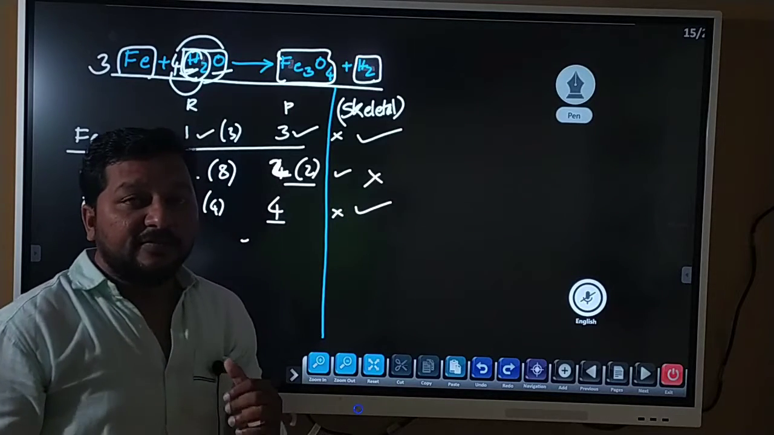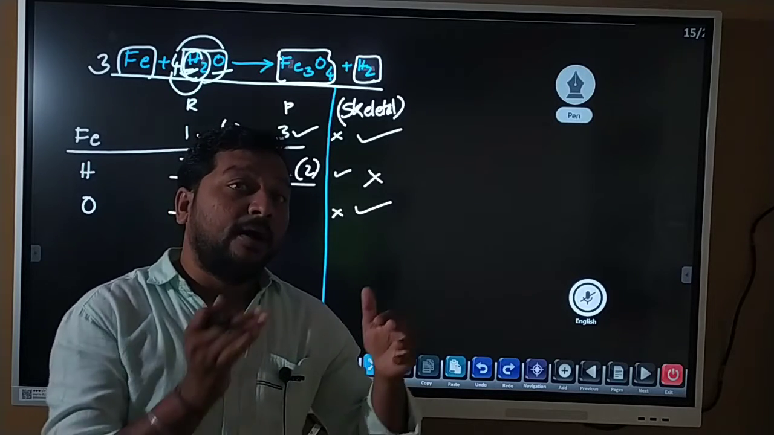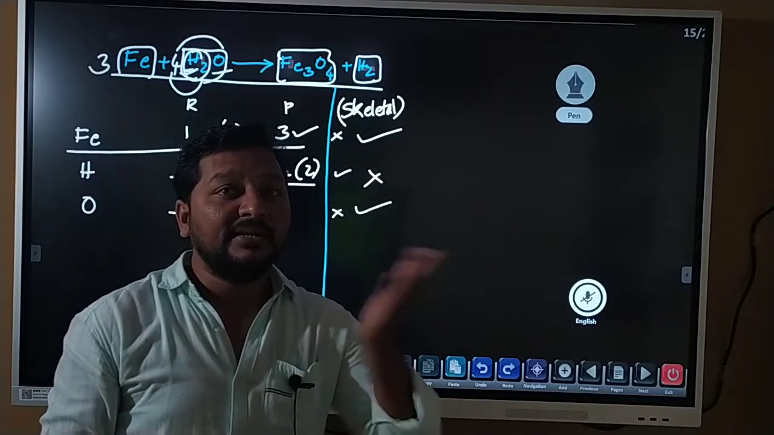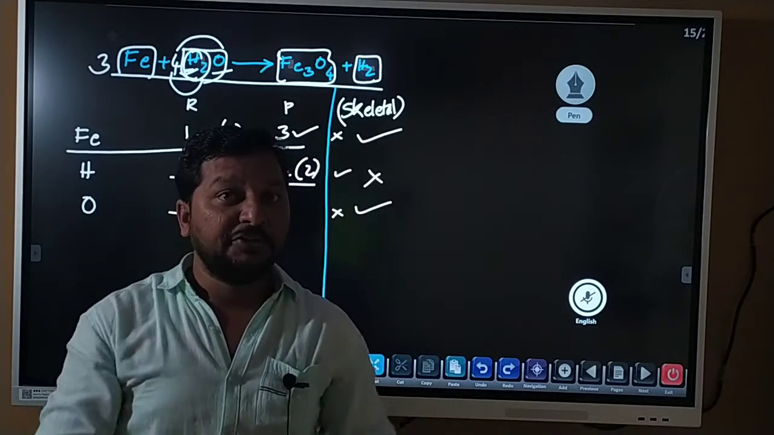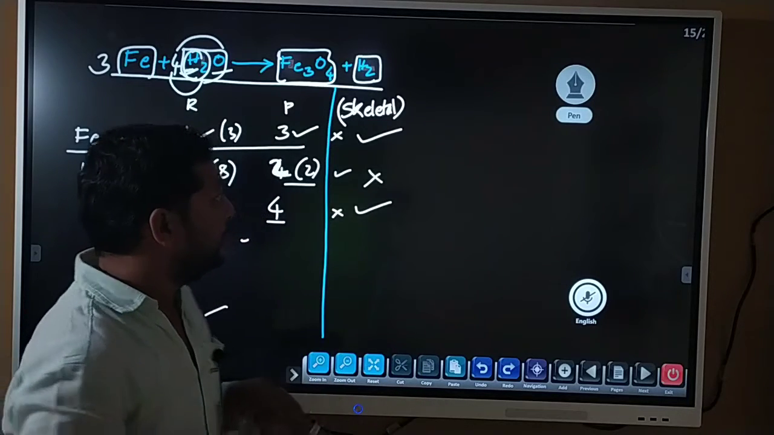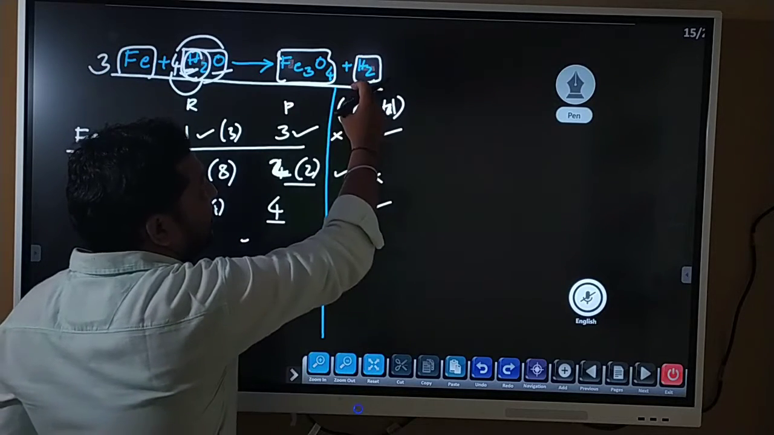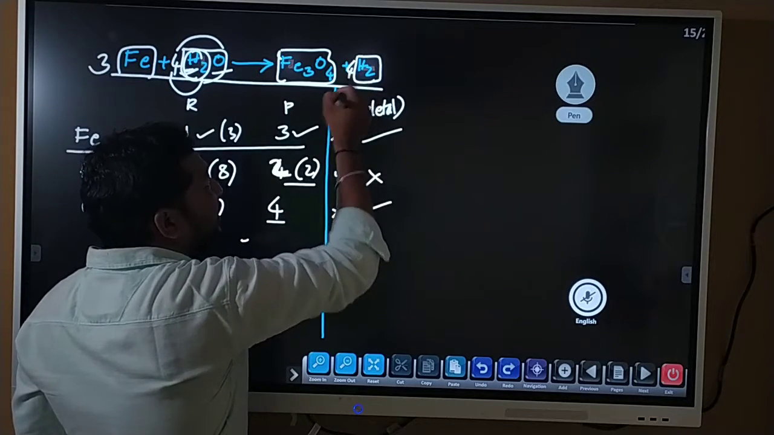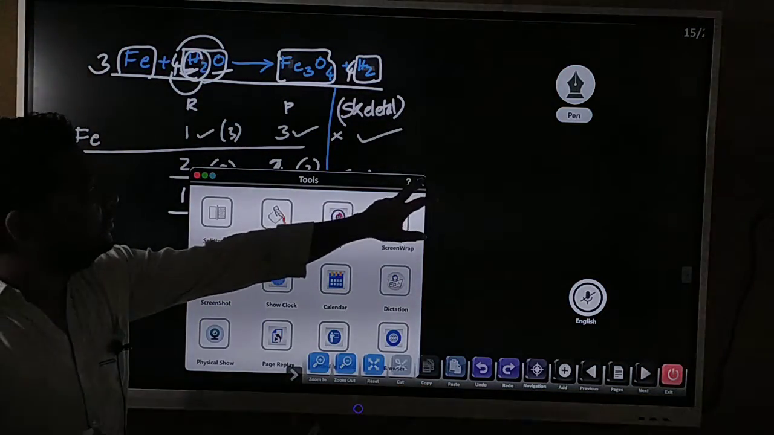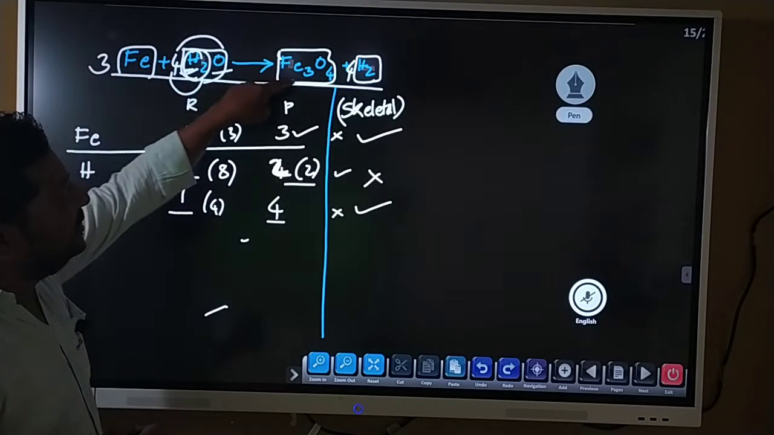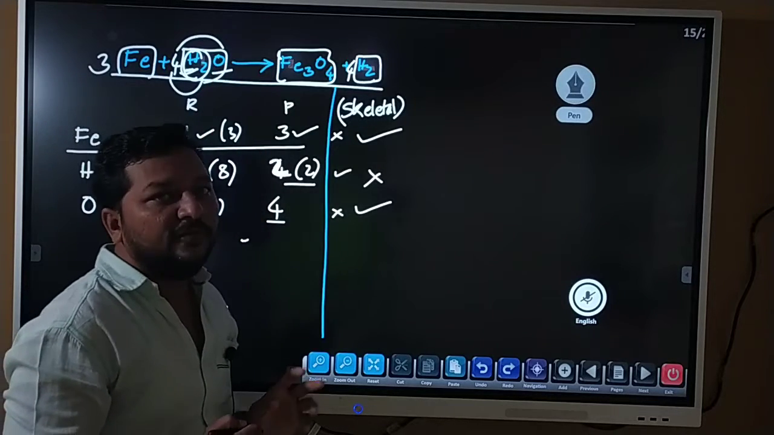That means in some cases, if you balance one atom, then an already balanced atom can become imbalanced. That's why after balancing, we have to ensure all the atoms are balanced. Once again, hydrogens are not balanced. Here hydrogen is 8 in number, here 2 in number. That's why we will write 4 here. Now we will verify once again: 3 iron, 8 hydrogen, 4 oxygen.